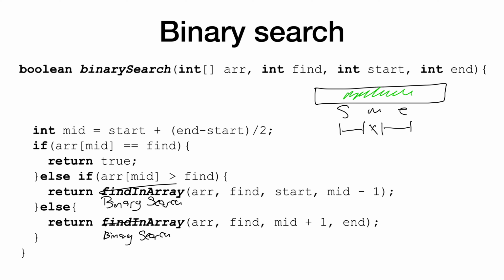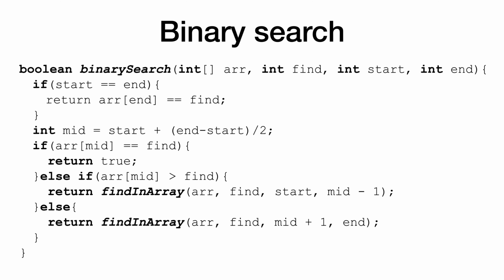So what's missing? Eventually we're going to keep doing this until we end up where there's only one element left, or 0 elements left. So we need our base case. We're going to put that in here. If start is equal to end, then we're going to return whether that last element is equal to it. And there's actually a missing case here, right?